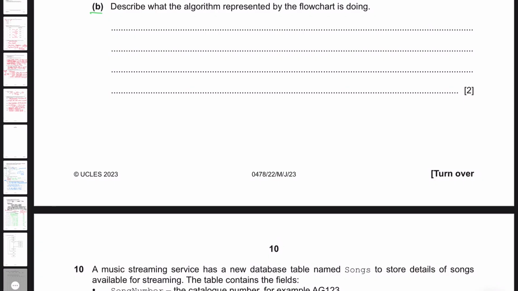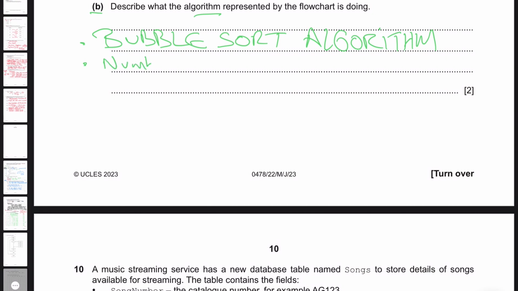So, as I said whilst I was doing it, we worked out that it was a bubble sort algorithm. But that would probably get us 1 mark. What we need to do is say how did it do it? Well, it did it in ascending order. Numbers put in ascending order. Okay, so that would get us the marks.